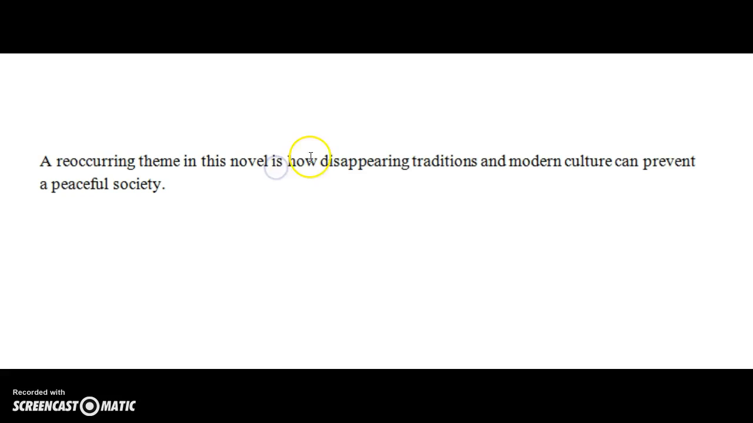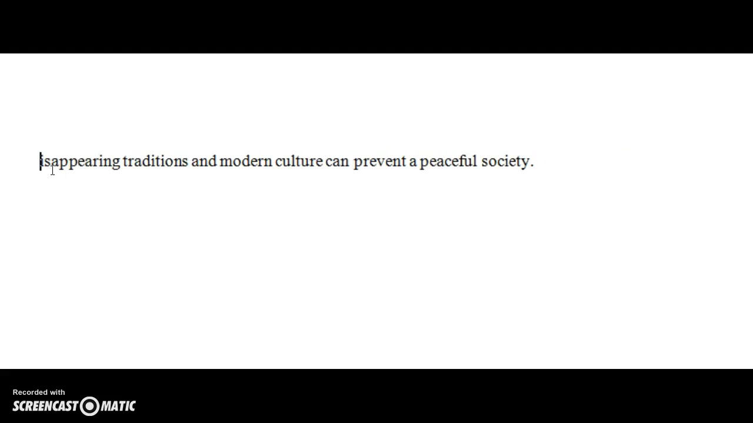Well, what if we deleted, say, this, a recurring theme in this novel? And what if we change the D to a capital? Is that a more powerful sentence? We've lost the novel, we've lost the word theme, but we've gained a certain intensity. Now this is not a form of the verb to be, but what if we deleted it anyway? Doesn't that make for a much more powerful statement? I would say so.